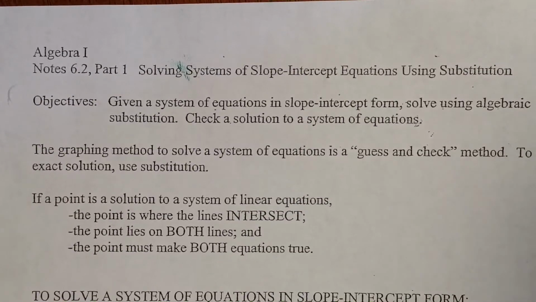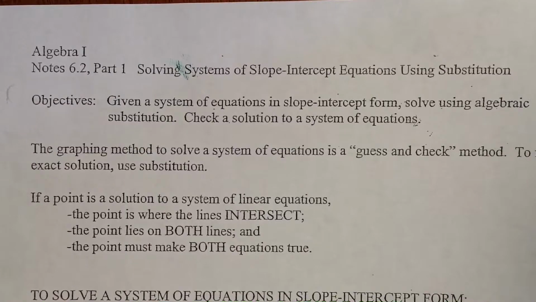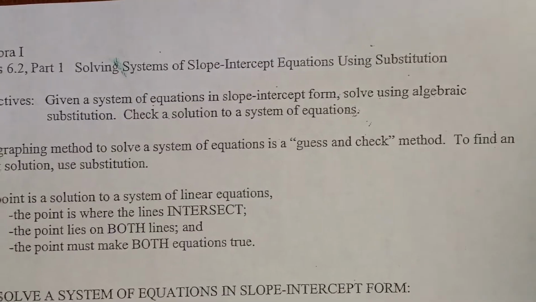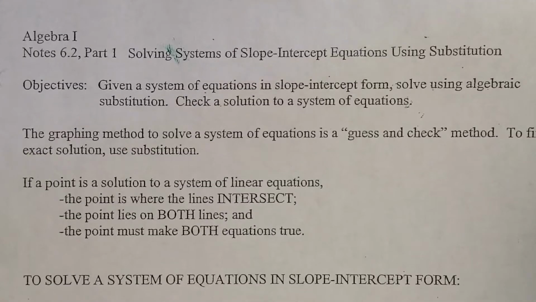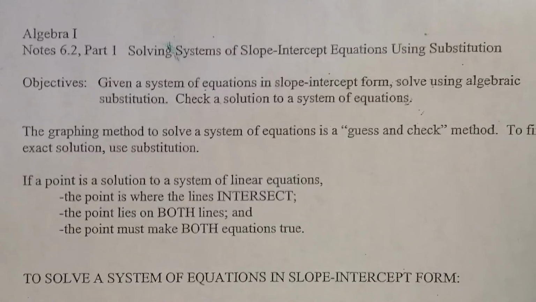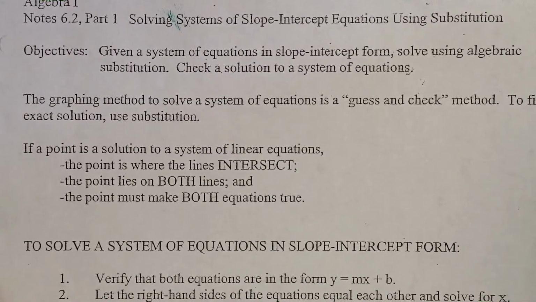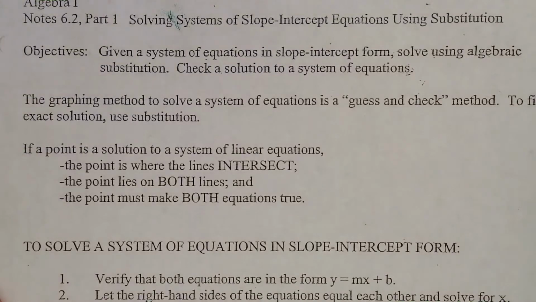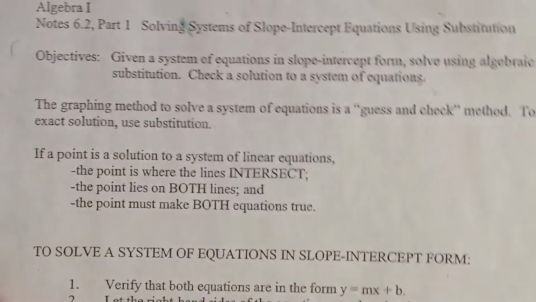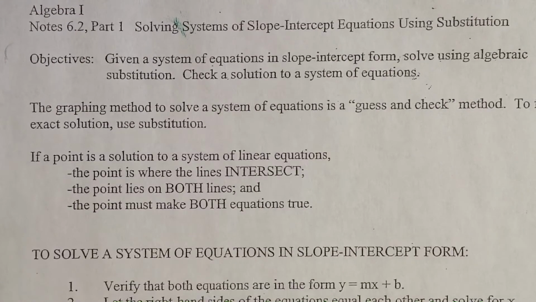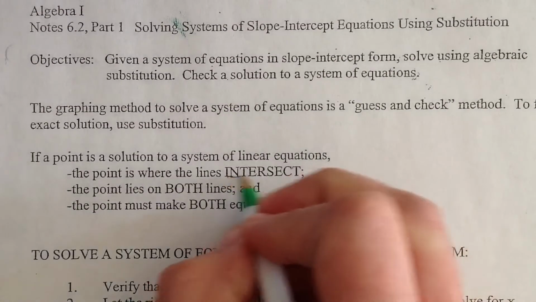The graphing method to solve a system of equations is a guess and check method. To find an exact solution, we are going to use substitution. If a point is a solution to a system of linear equations, three things will happen. The point is where the lines intersect, the point lies on both lines, and the point must make both equations true.